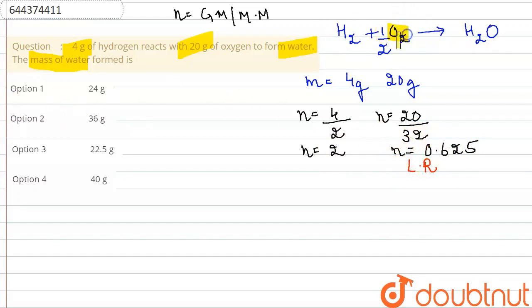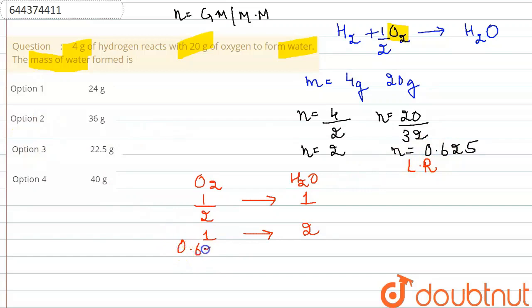So here O2 will be our limiting reagent, and we will follow the reaction using O2 as limiting reagent here, right? So if half mole of O2 is producing 1 mole of H2O, right? This is O2 and this is your H2O. So if half mole of O2 is producing 1 mole of H2O, that means 1 mole will produce how many moles of H2O? It will produce 2 moles of H2O. We have to find out for which value? We have to find out for the value of 0.625 moles here, right?